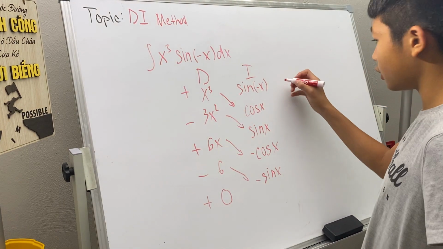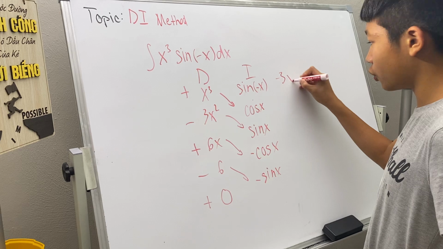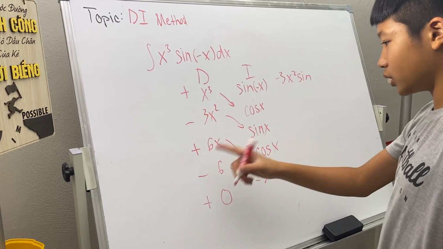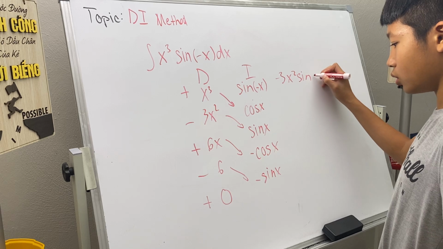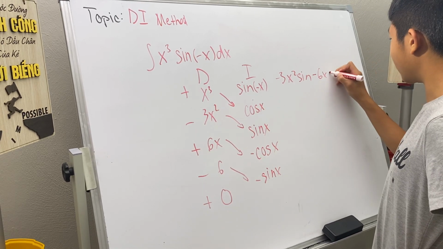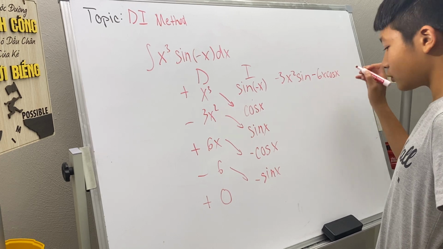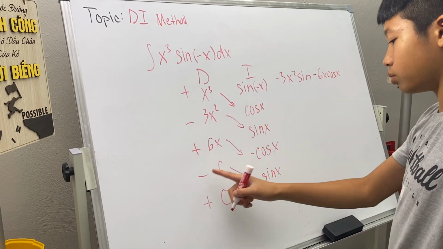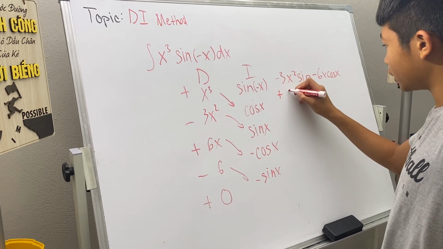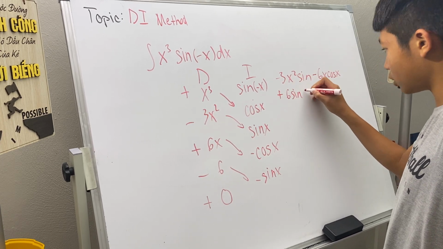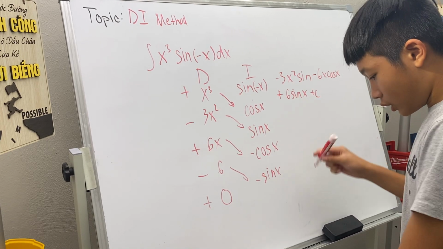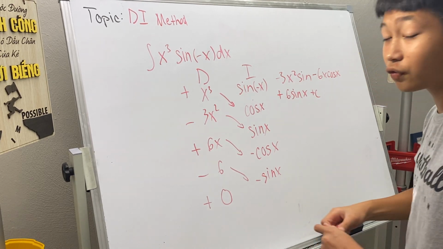So first answer, minus 3x squared times sin x. Then positive, negative equals negative, so negative 6x cosine x. Then positive, negative, negative, positive, so plus 6 sin x. Then the plus c. That's it for the DI method.